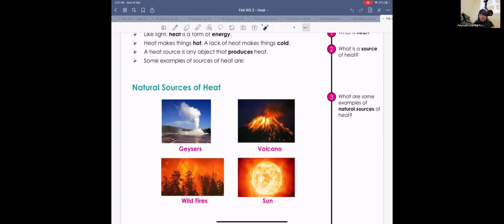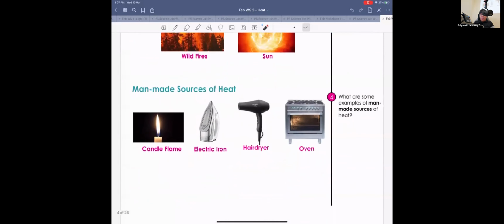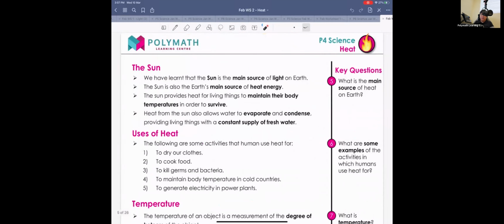Okay, a heat source is any object that produces heat, and some examples of sources of heat are these four. Okay, the sun is our main one. All right, so there are man-made sources of heat. For example, a candle flame. Is there a candle existing in this world without humans? No. Okay. Is there an electric iron without humans? No. So these four are sources of heat we use in our house. Okay, maybe not candle flame. Electric iron, hair dryer, and oven. Candle flame, we don't use it often nowadays.